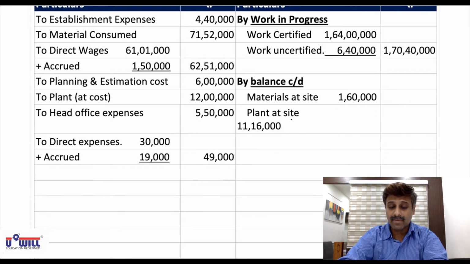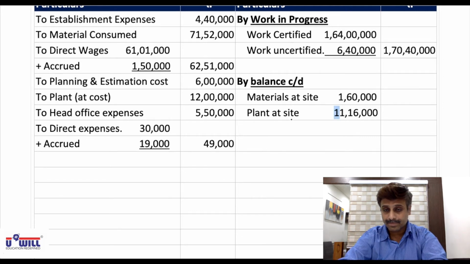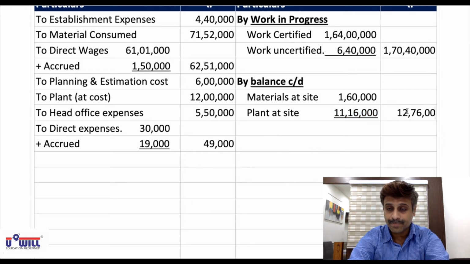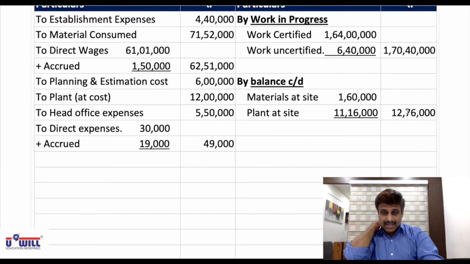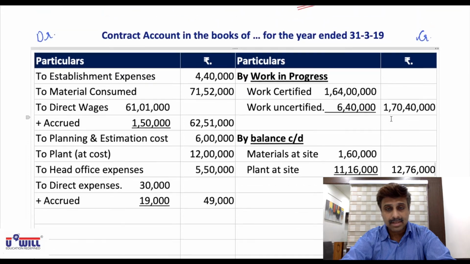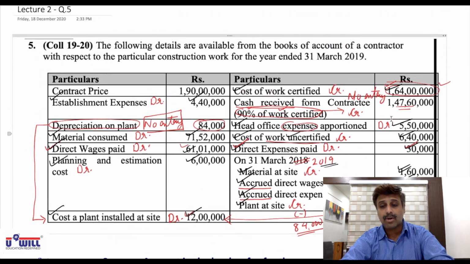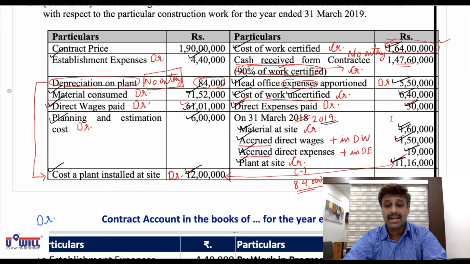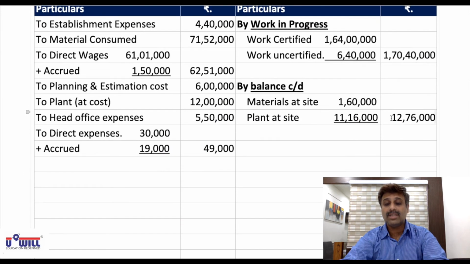Total in the outer column will come 11,16,000 plus 1,60,000, so 12,76,000. This is the closing balance. Okay, 1,60,000 plus 11,16,000, 12,76,000. Now, so this first part of contract costing is done and each and every item has been recorded. Now we do its balancing.